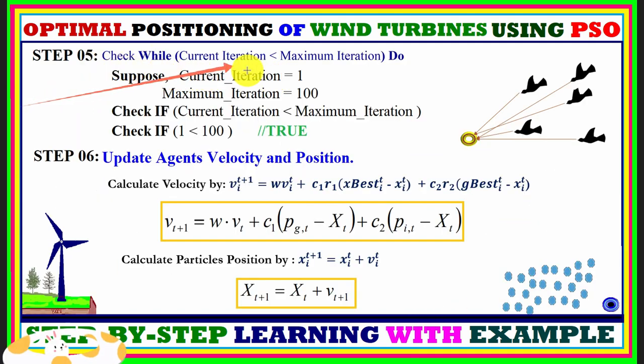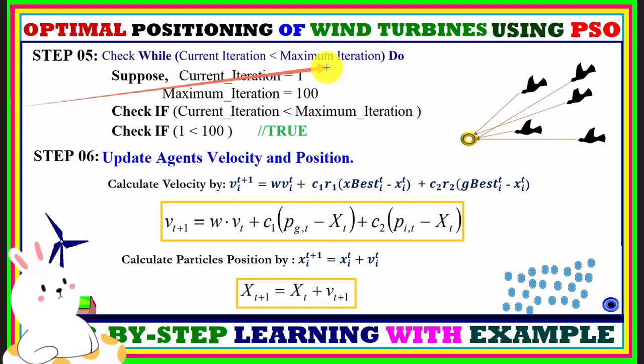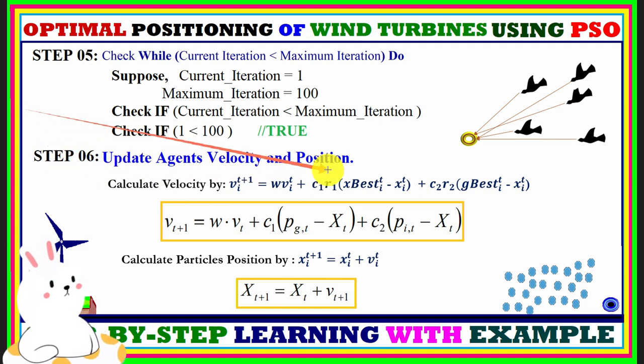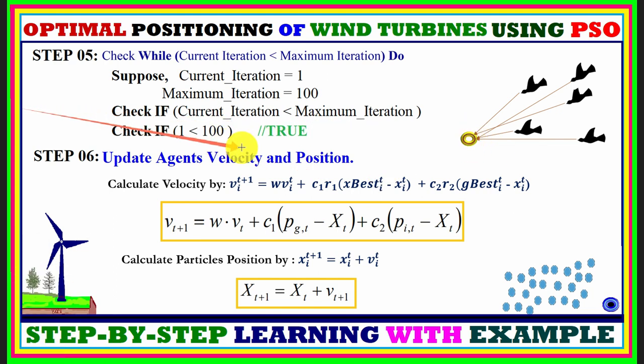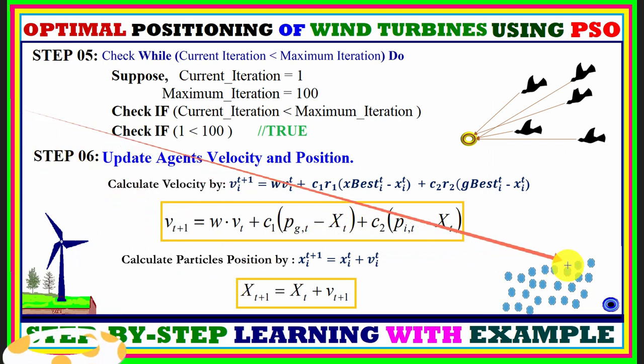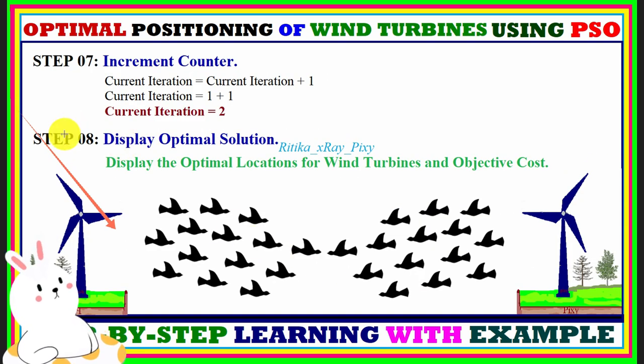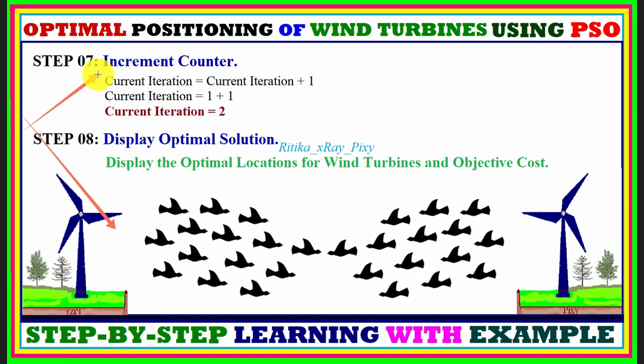Next we will check the counter whether the current iteration is greater than the maximum iteration or not. If this condition is true we will move to the next step, else we will stop and display the best solution. After that we will update the agent's position, and here in the PSO we will update the velocity for each agent, and using this equation we can calculate the velocity and the position for each particle or for each turbine in the search space. After that again we will increment the counter.